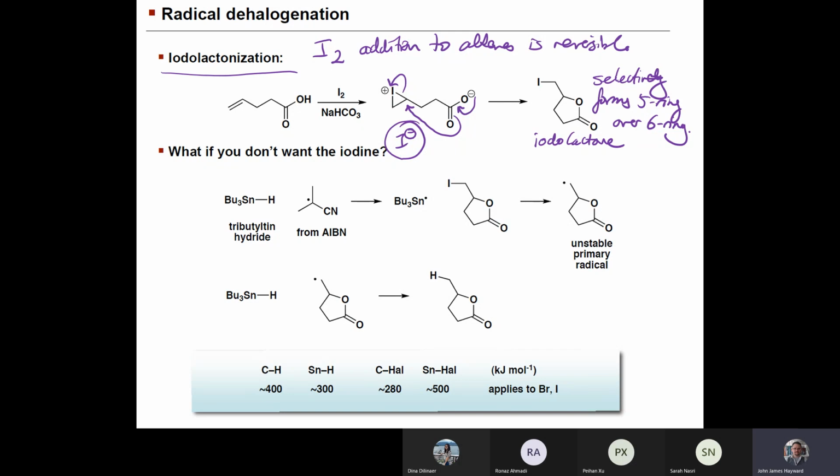Okay. So what if you don't want that iodine? Well, this is where you get a very useful reagent, tributyl tin hydride.